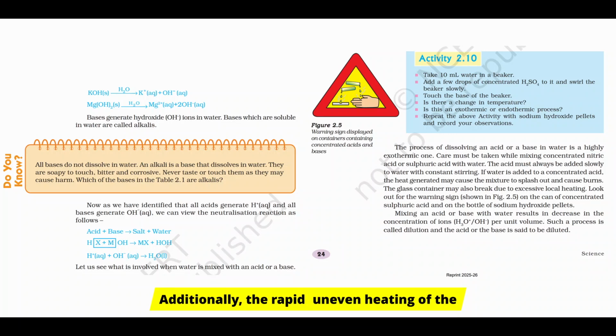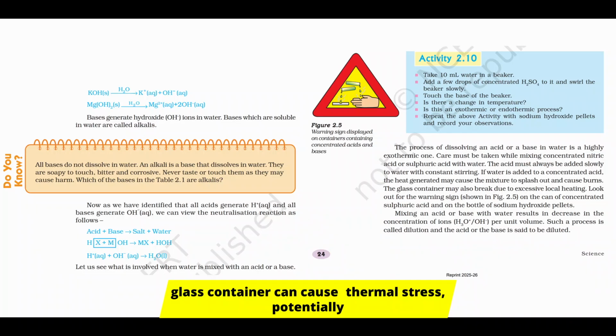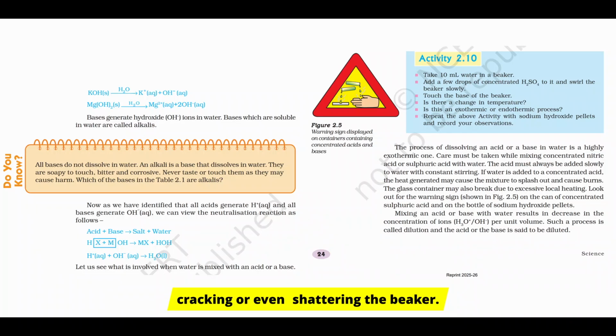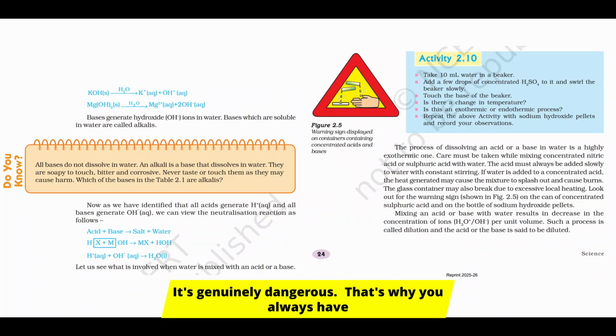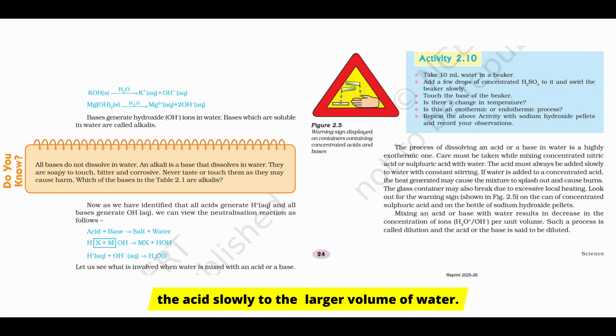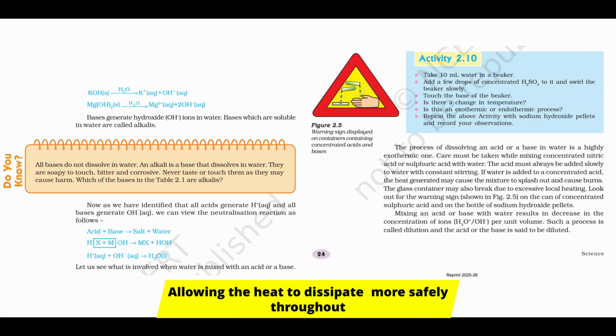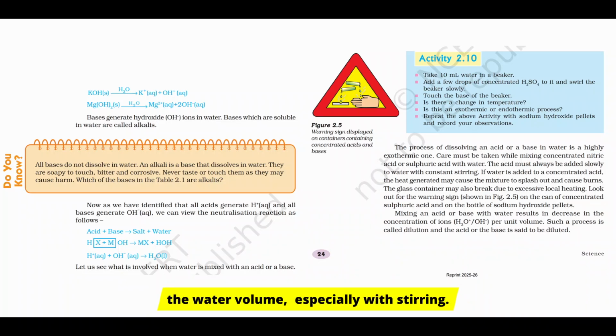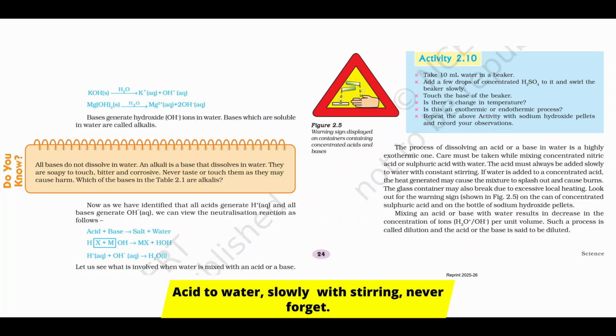Additionally, the rapid, uneven heating of the glass container can cause thermal stress, potentially cracking or even shattering the beaker. It's genuinely dangerous. That's why you always add the acid slowly to the larger volume of water, allowing the heat to dissipate more safely throughout the water volume, especially with stirring. Wow, okay, that makes perfect sense. Acid to water, slowly with stirring. Never forget. So what's the actual effect of dilution chemically?